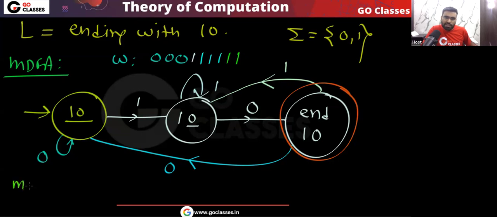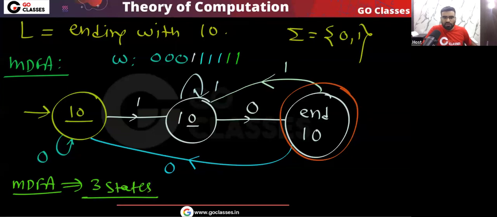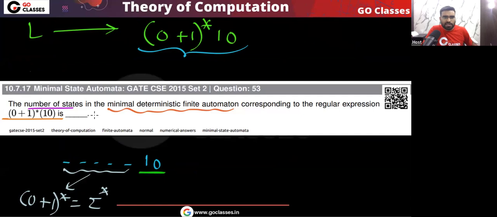So the minimal DFA has how many states? The minimal DFA has 3 states. Okay, so very simple. The number of states in the minimal DFA, the answer will be 3. Very simple question.